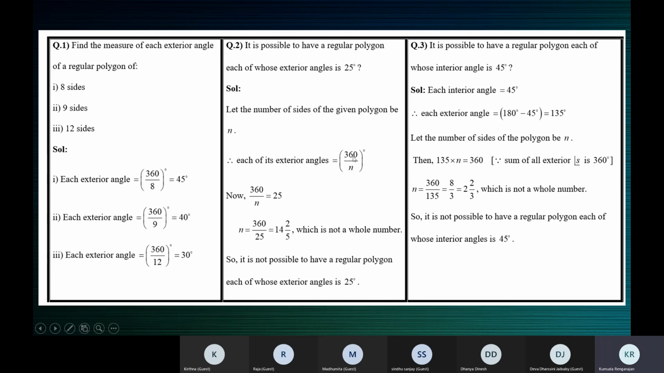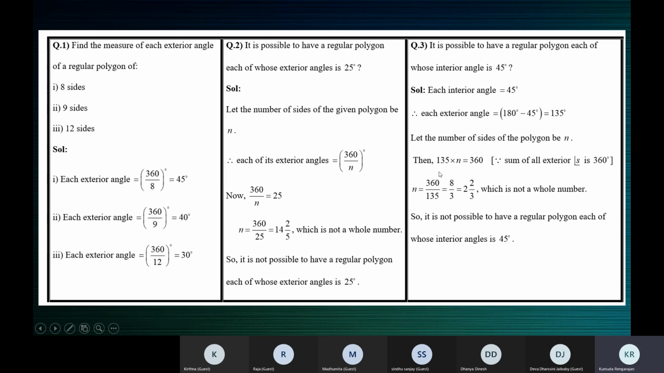So here I've written straight away: what is the formula to find each exterior angle? 360 by n. So 360 by n is equal to 135. Each exterior angle, 360 by n, is equal to 135.